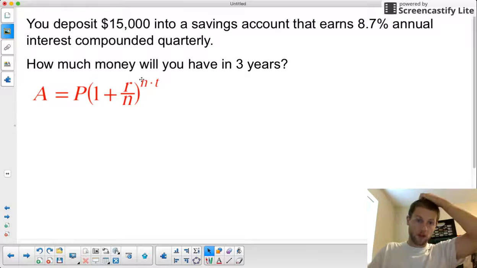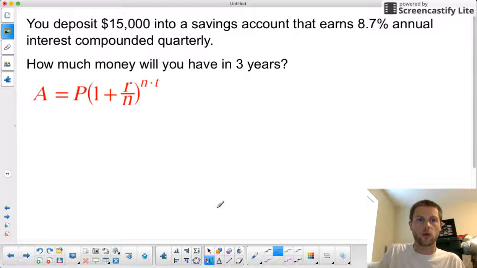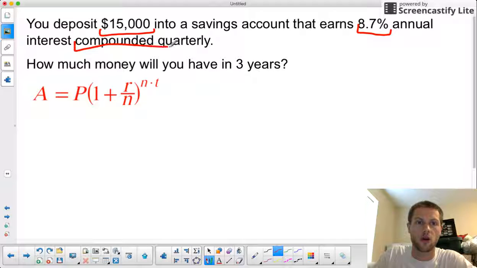Alrighty, let's see. We have another compound interest problem on our hands here, and for this one, we are depositing $15,000 into a savings account. We are earning 8.7 annual percent interest, and we are compounding this thing quarterly. That's going to give us some important values here. So let's get that down.